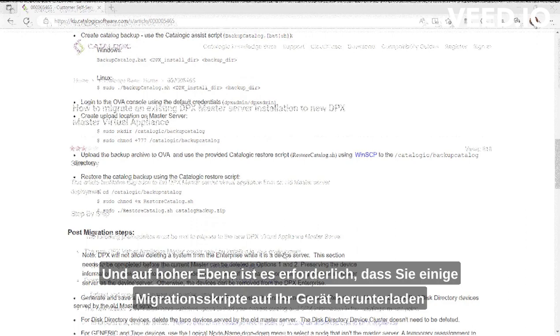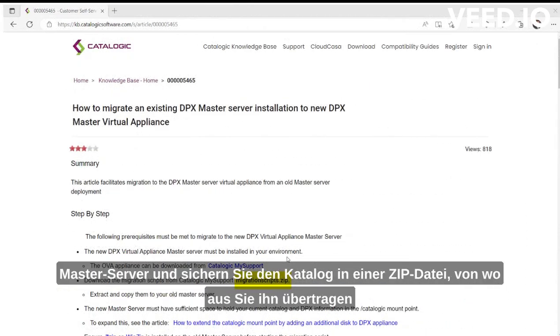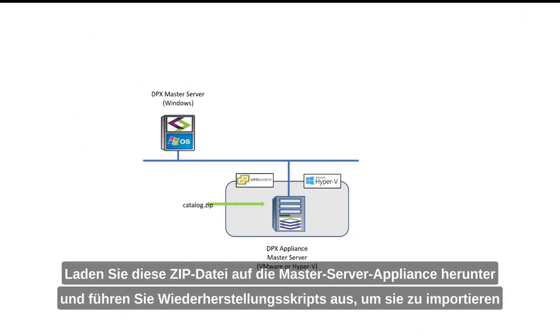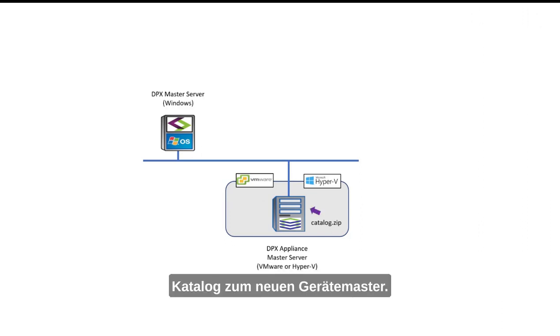And at a high level, this is going to require you to download some migration scripts to your master server and back up the catalog to a zip file, where from there you'll transfer that zip file to the master server appliance and we'll run restore scripts to import the catalog to the new appliance master.